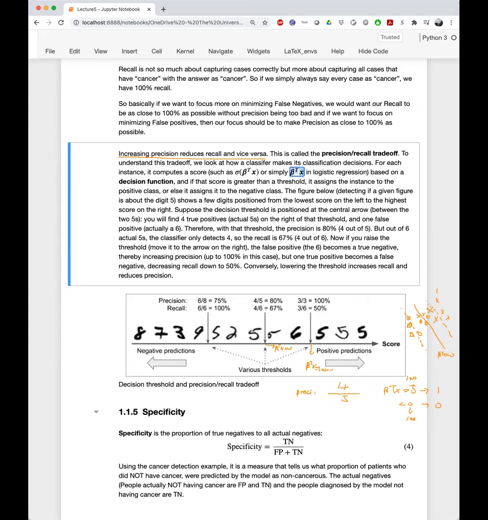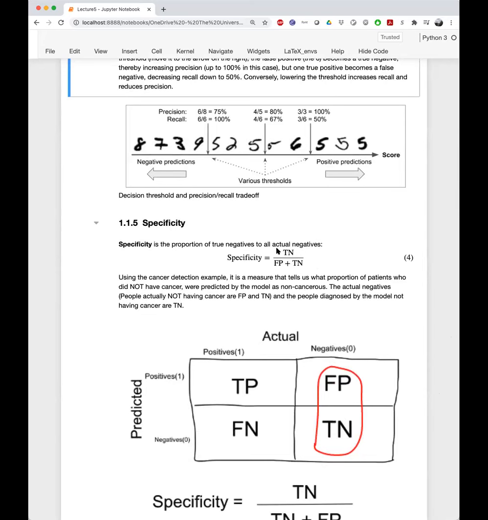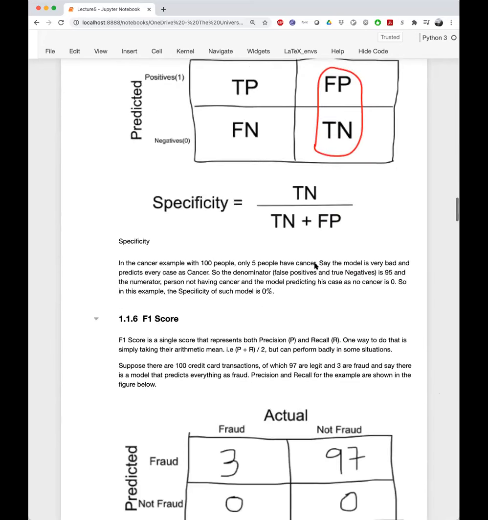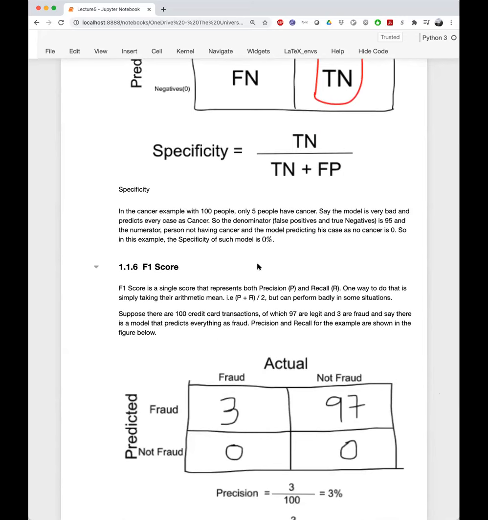All right, so this is an illustration about the trade-off between the precision and the recall. So actually, we can jump over 1.1.5 specificity, and we can directly look at F1 score here, right? So we just mentioned sometimes we want to have a higher recall, with some sacrifice of precision, right? Sometimes we want higher precision at the cost of recall.